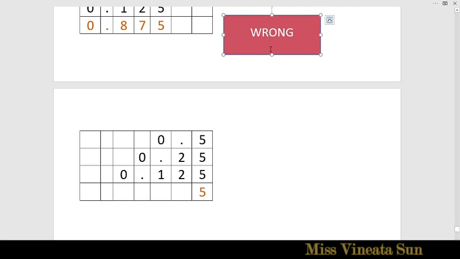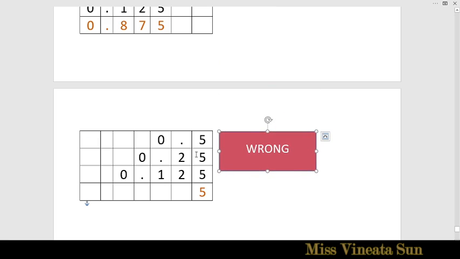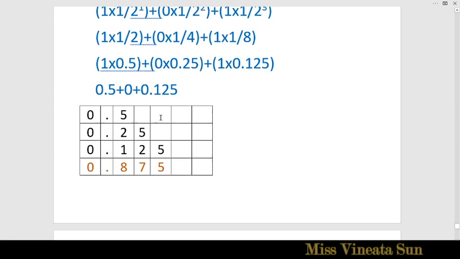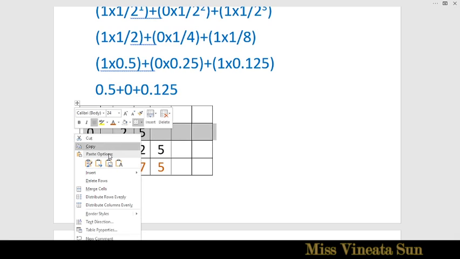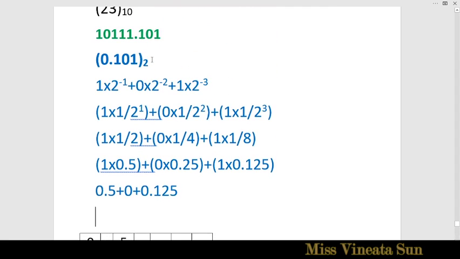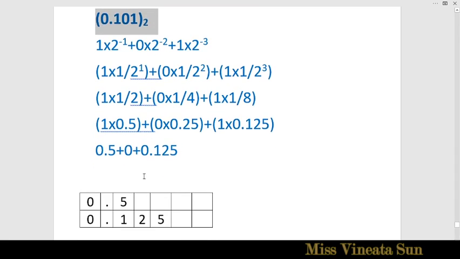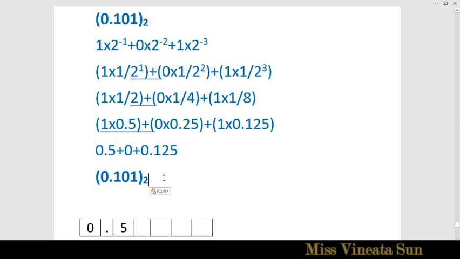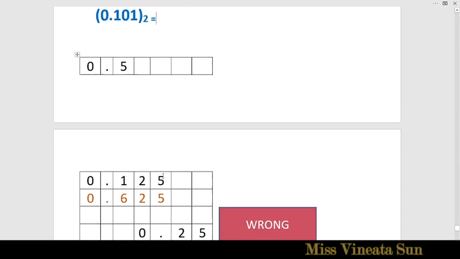So this actually is wrong. Don't do it this way. Remember that you have to do it this way, right? But of course, as for this, I have to remove this because it is 0, so I don't have to put that. So straight away 5, then 2, then this will be 6. Okay, 5 plus 1, 6. So hence your answer will be 0.625. So therefore you can say 0.101 is equal to 0.625.